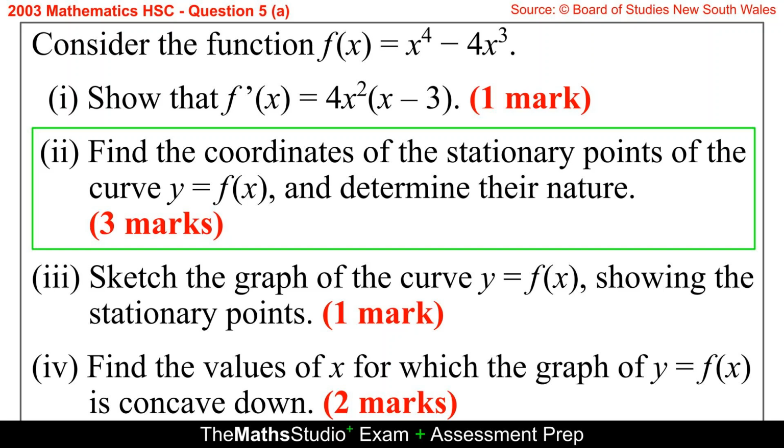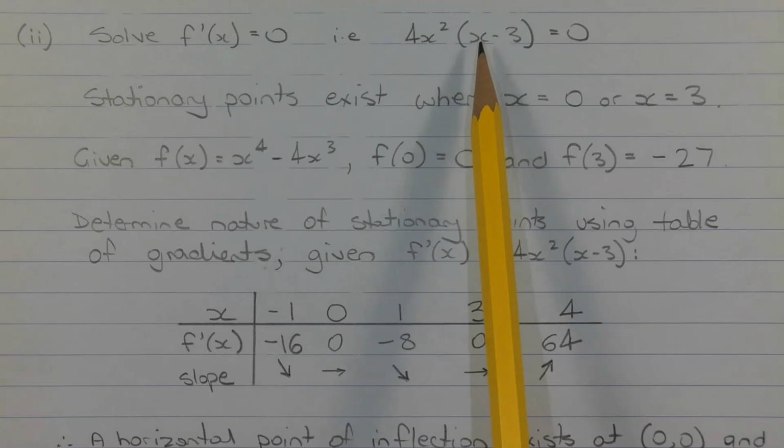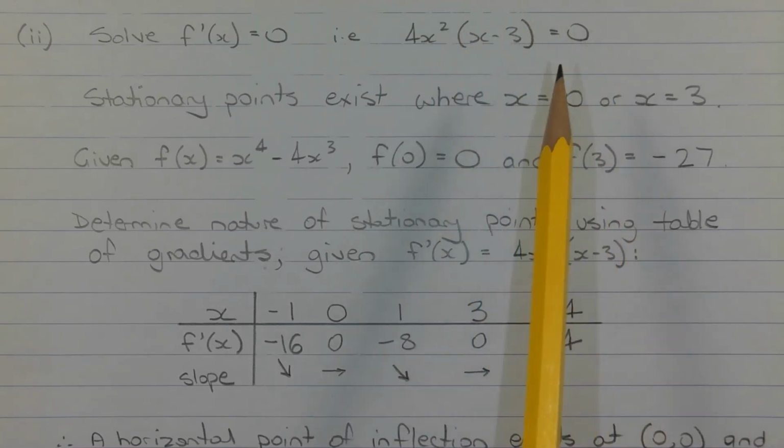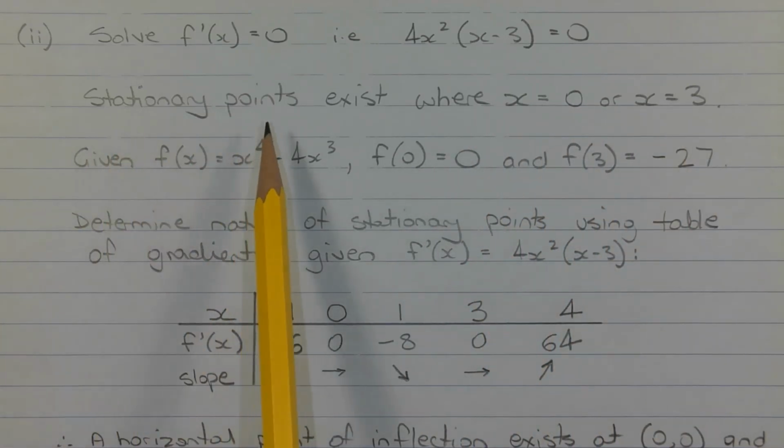Part 2. Find the coordinates of the stationary points of the curve y equals f of x and determine their nature. Find the x coordinates of any stationary points by solving the equation f dash of x equals 0. In this case, f dash of x is equal to 4x squared times x minus 3 in brackets. So solving 4x squared times x minus 3 in brackets equals 0, given the left-hand side is in factor form, we get the solution x equals 0 or x equals 3. So stationary points exist where x equals 0 or x equals 3.